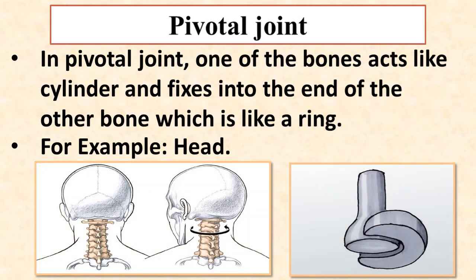Next type of joint is pivotal joint. In this type of joint, one of the bones acts like a cylinder and fixes into the end of the other bone, which is like a ring. Hence, the first bone rotates inside the ring and allows easy movements of the body parts in different directions. An example of pivotal joint is the head. It allows us to bend our head forward and backward or turn the head to right or left.